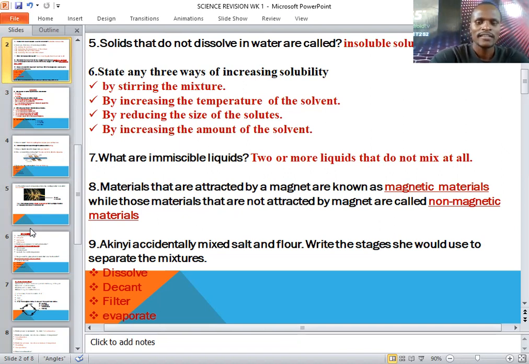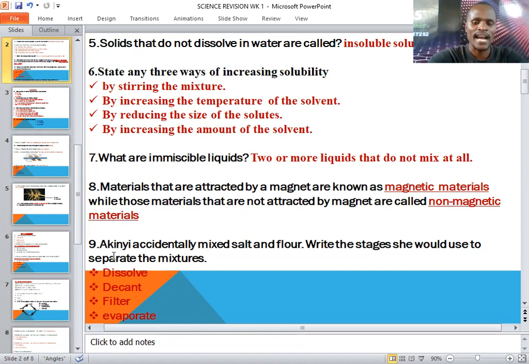We have 2 steps to be followed here. Number 1, take all these mixtures, salt and flour. Remember, it is one mixture now. You want to separate them. The first thing you do, dissolve them in water. When you hear the word dissolve, meaning put them in water and ensure that you stir so that they dissolve. Now, when you dissolve this in water, you realize that it is only salt that will dissolve. Maize flour will remain because it is an insoluble solute or an insoluble solid.